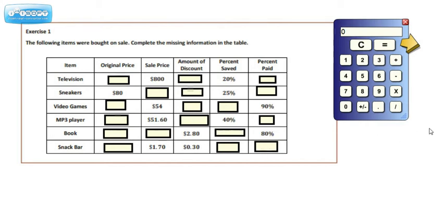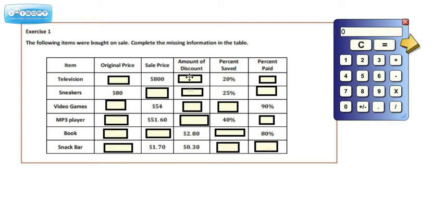All right, a couple things that you need to know is that if you were to add the two numbers that are in the percent saved column and the percent paid column, those two numbers should add up to be 100%. So whatever these two things are, it should add up to be 100%. The other thing that you should know is if you were to add the sale price and the amount of the discount, that would give you the original price.